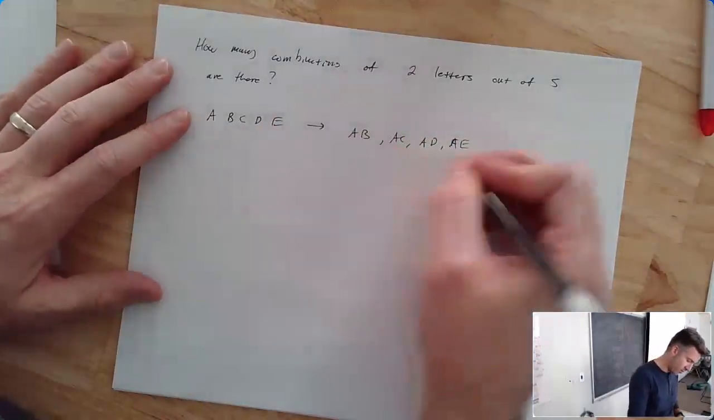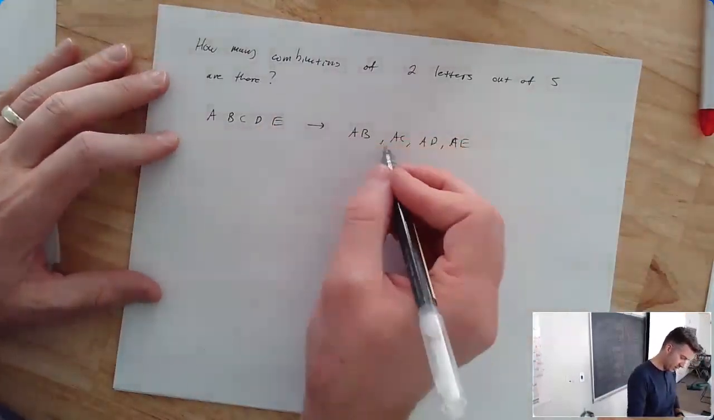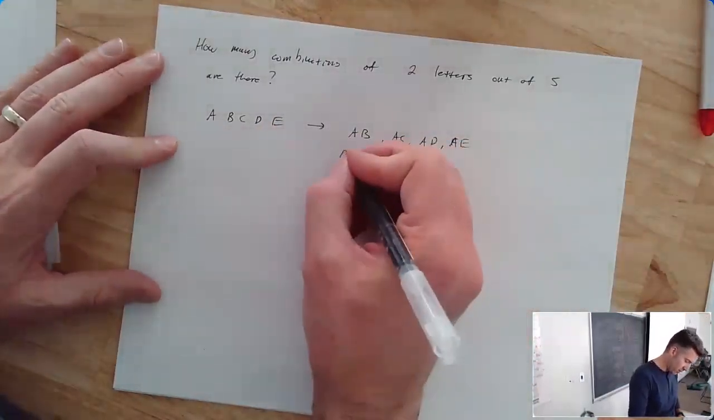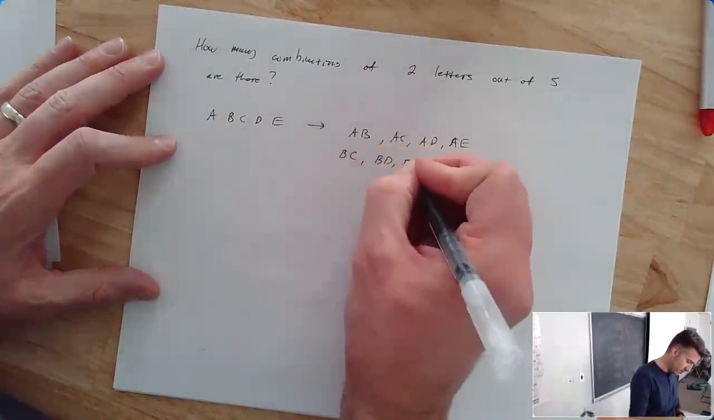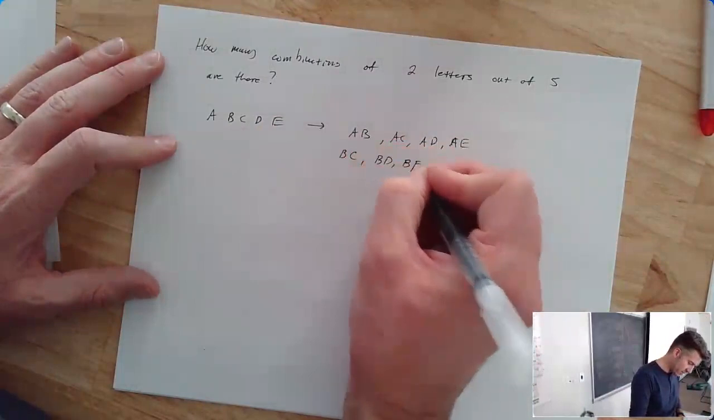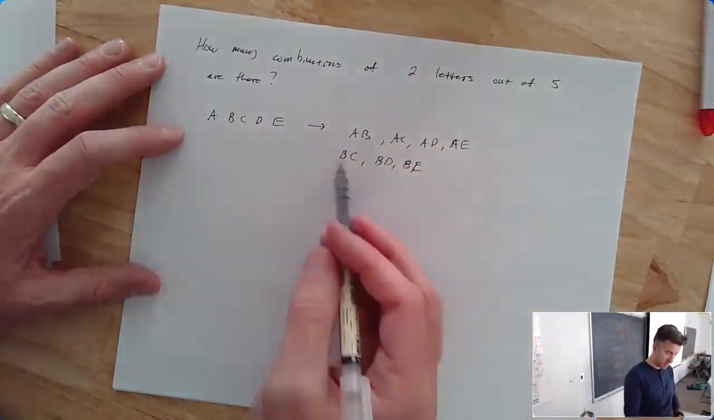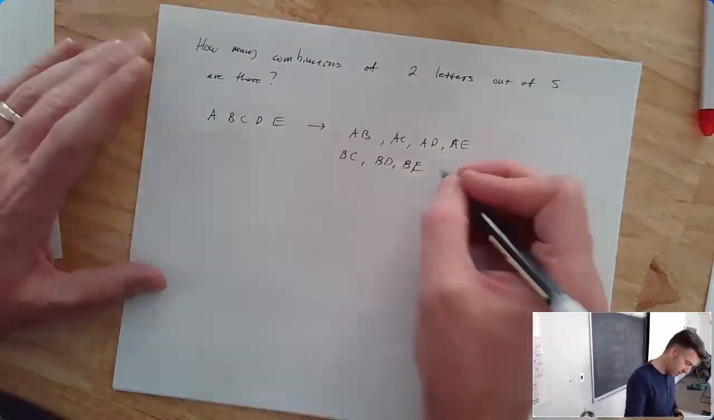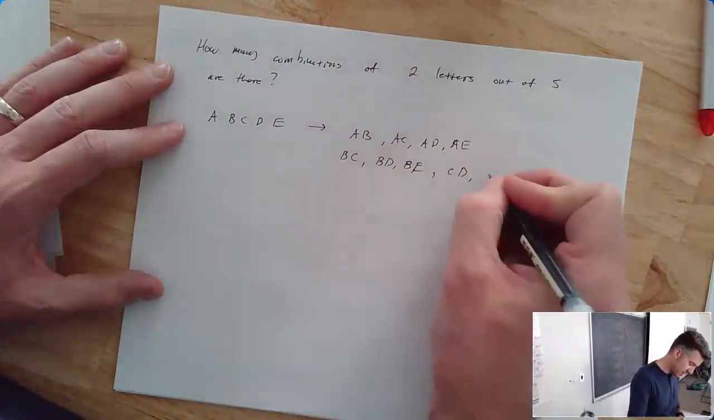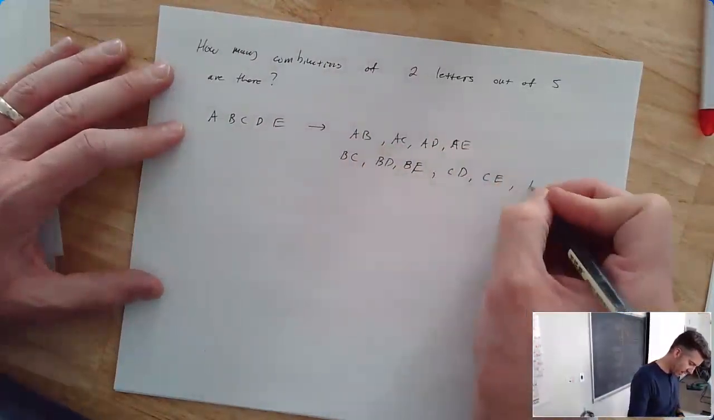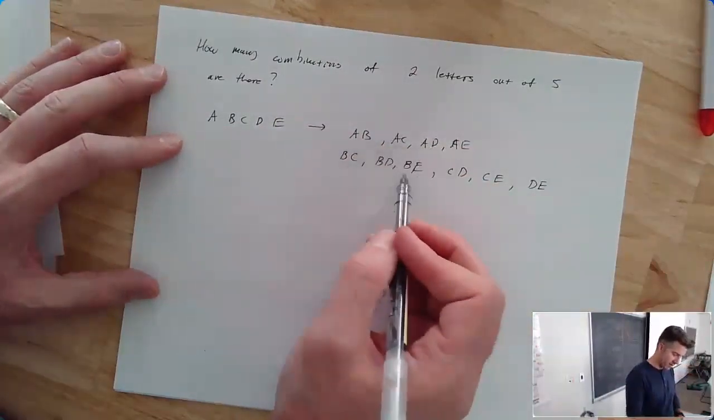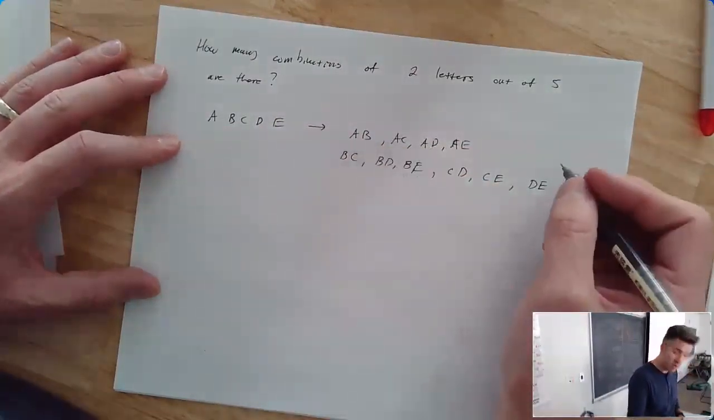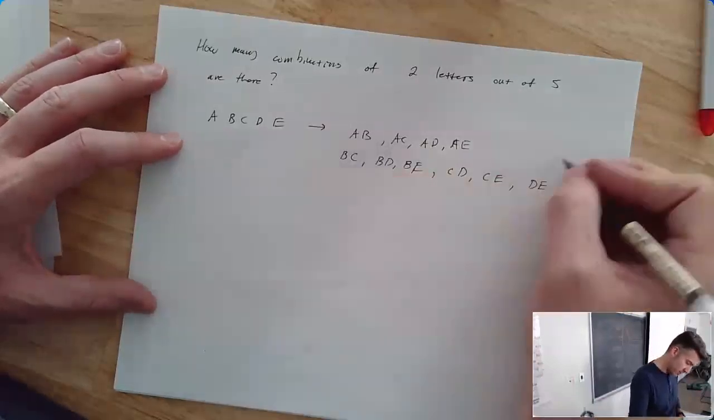And then I could do, let's see, A, B, A, C, A, D, A, E. Yep. I could do B and C, B and D, B and E. Okay, B is spent. B has been combined with every other possible choice. Then I can do C and D, C and E, or finally D and E. And altogether, there's 1, 2, 3, 4, 5, 6, 7, 8, 9, 10 total combinations.